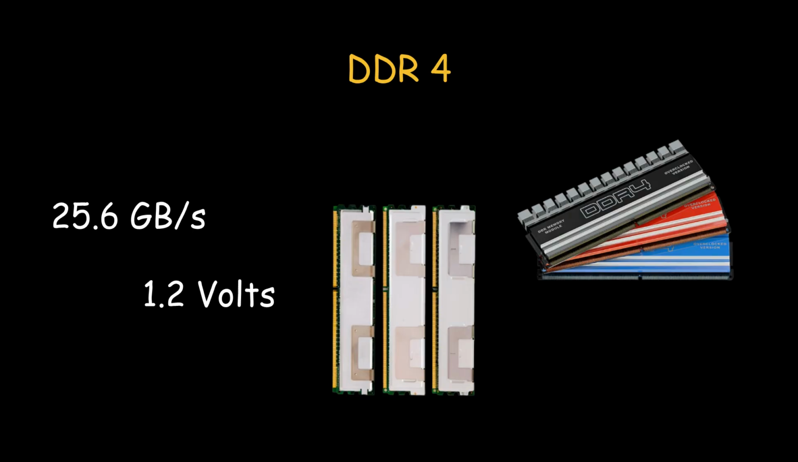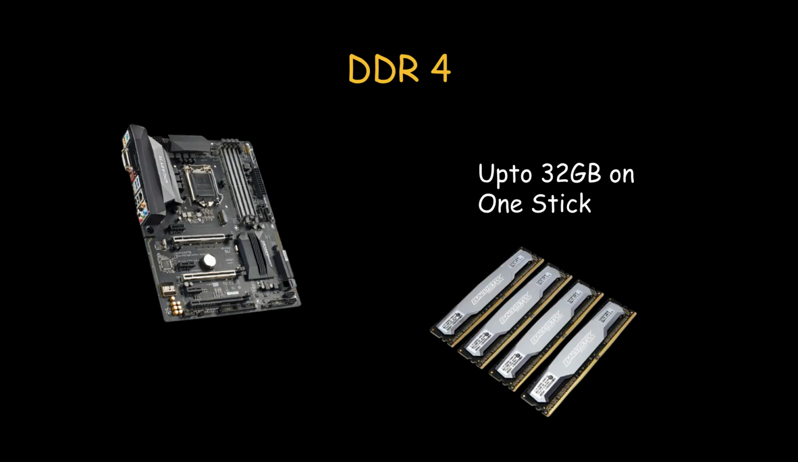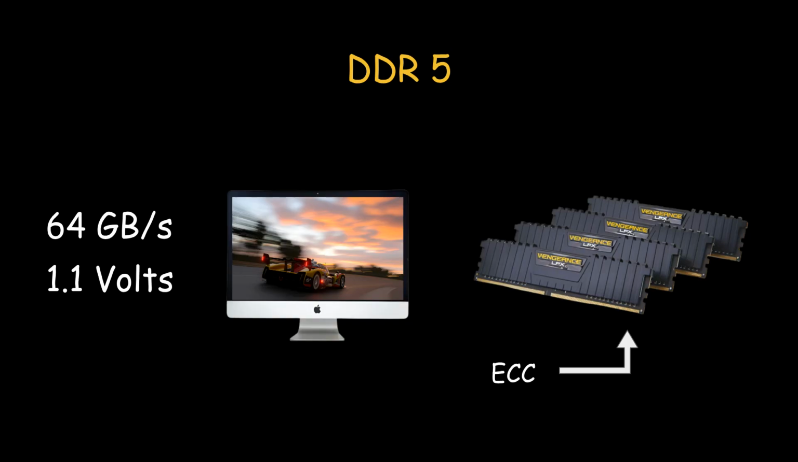DDR4 launched in 2014, reaching speeds up to 25.6 gigabytes per second and dropping voltage to 1.2 volts. This was transformative for gaming. DDR4 introduced higher density modules, allowing up to 32 gigabytes on a single stick. However, it also required new motherboards with a different slot design.